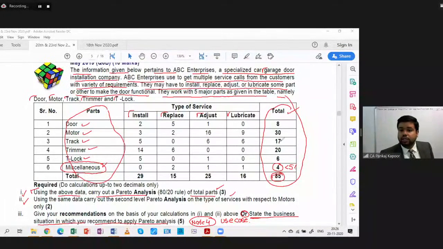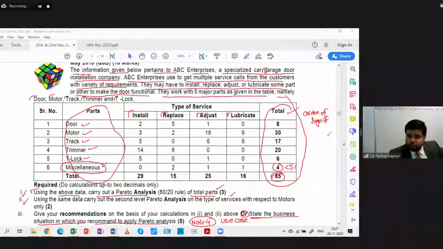Tell me, in the order of significance, which part is more significant? Which part is more significant? Motor?